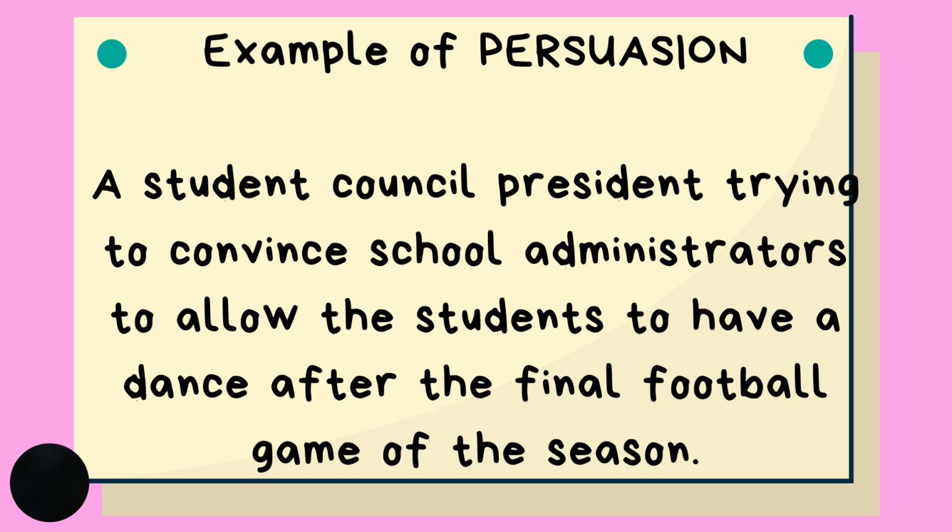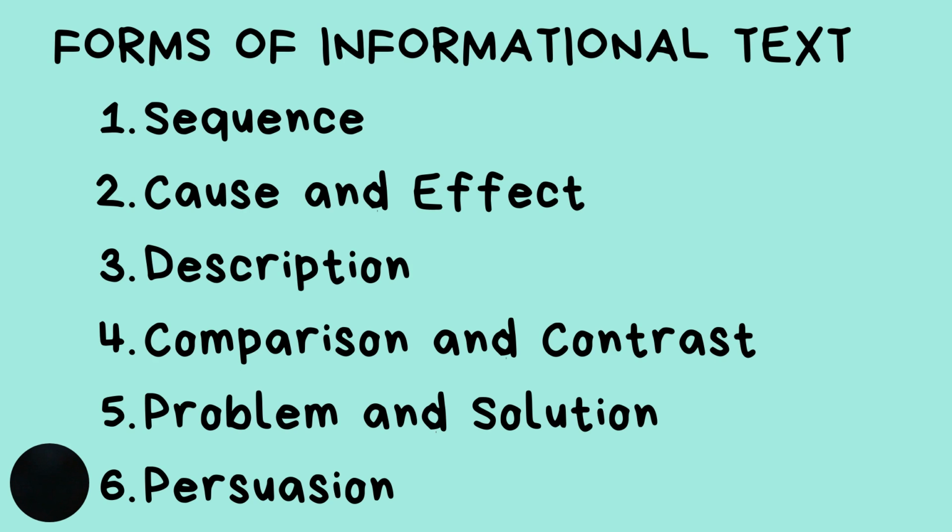Example of persuasion. A student council president trying to convince school administrators to allow the students to have a dance after the final football game of the season. That is persuasion. Remember, forms of informational text we have: sequence, cause and effect, description, comparison and contrast, problem and solution, and persuasion.